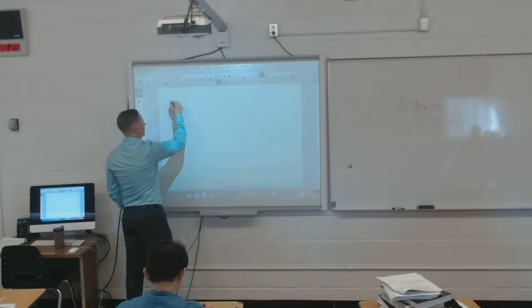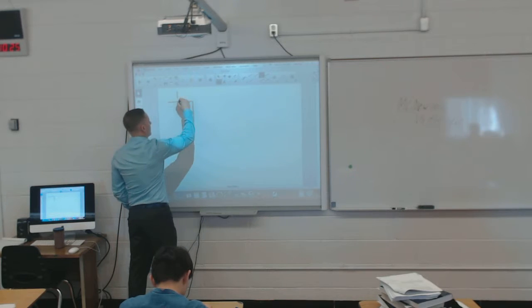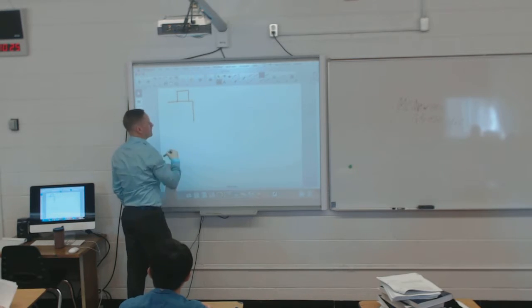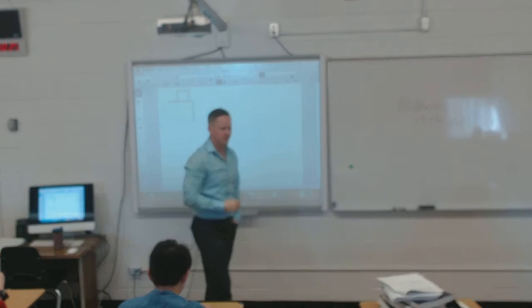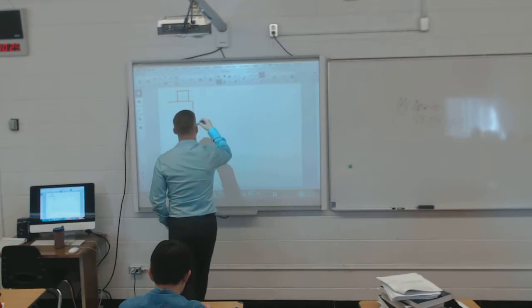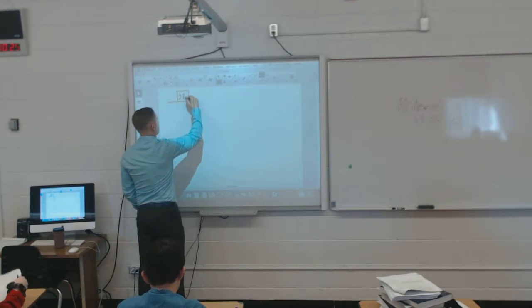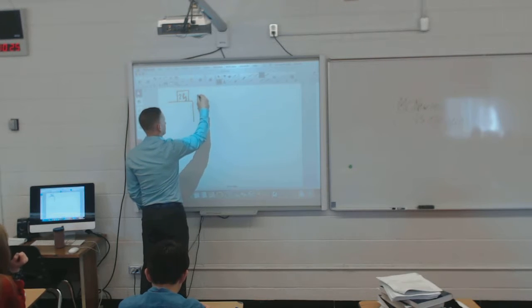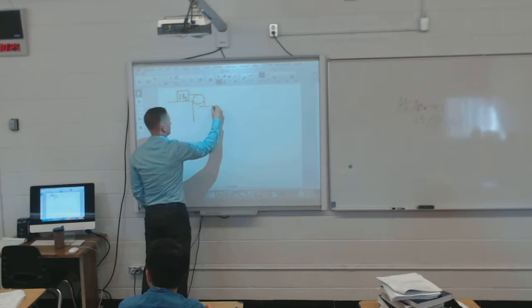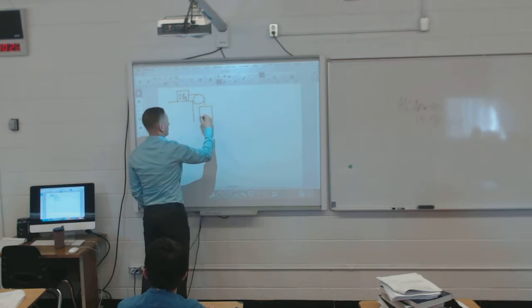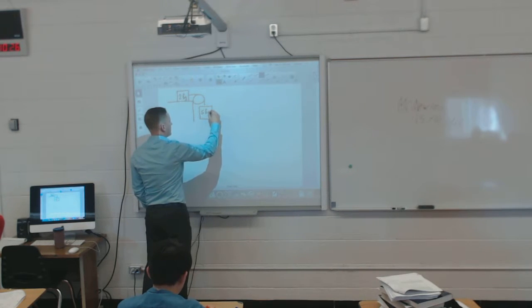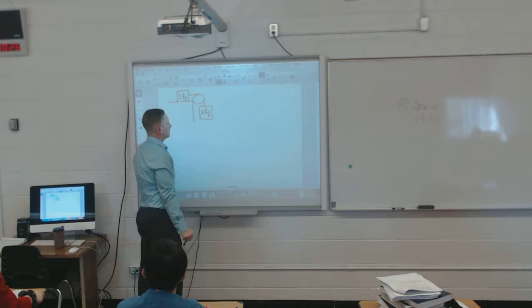All right. So I have a mass set up right here. What's the mass on the table? 2 kg. And a hanging mass of 5 kg. All right.